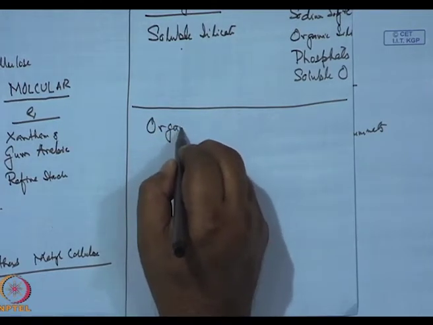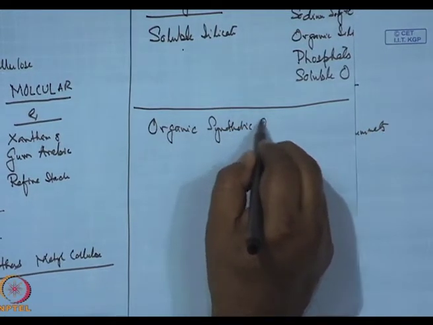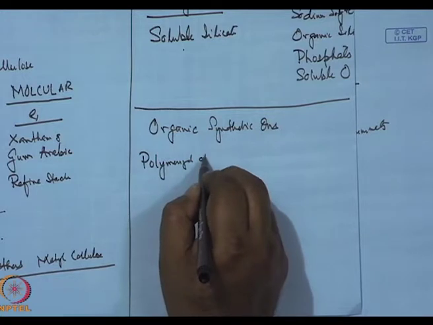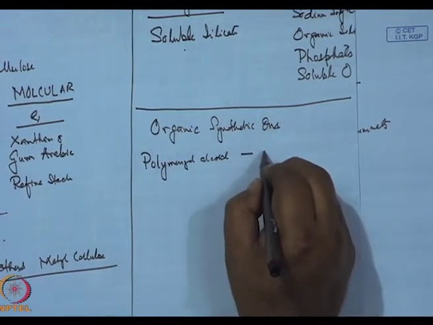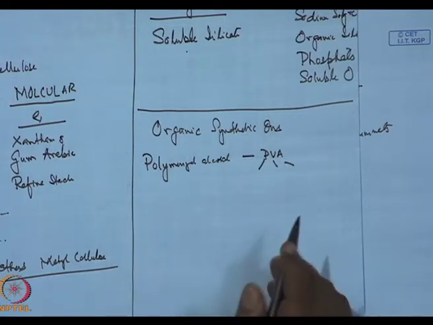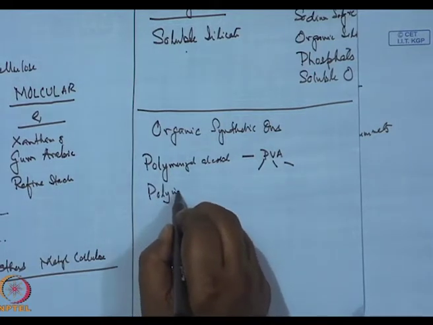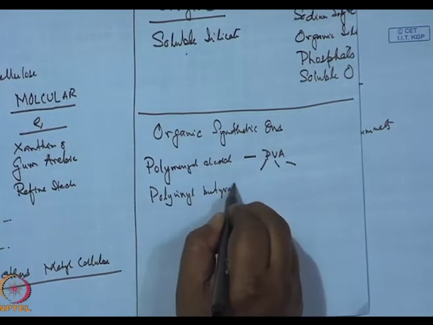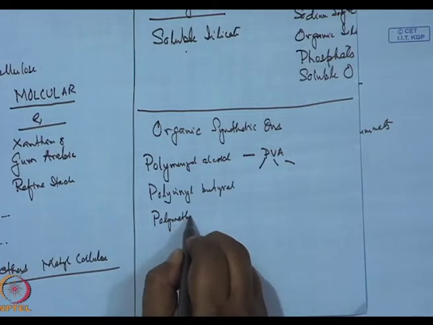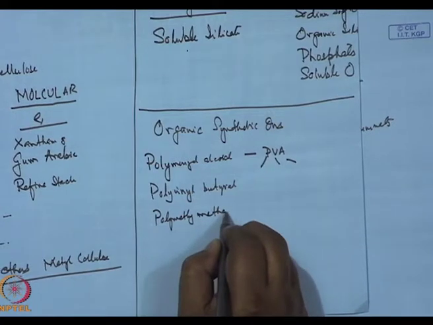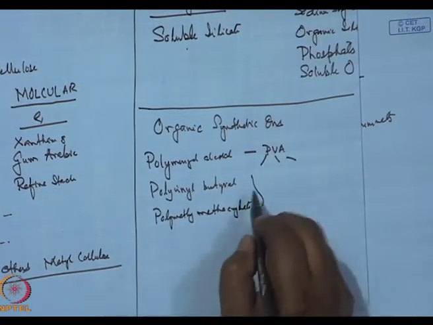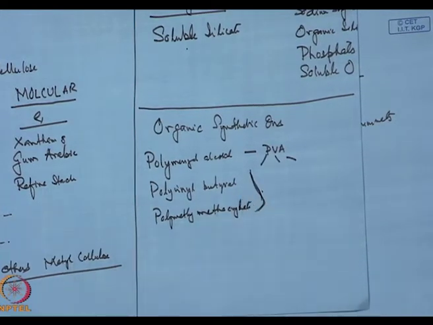Among the organic synthetic ones, we have polymerized alcohol, which, for an example, is PVA, polyvinyl alcohol. I'll come to these details later. Then we have got polyvinyl butyral. We have got polymethyl methacrylate. I'll mark them because a bit later I shall come back to these two.